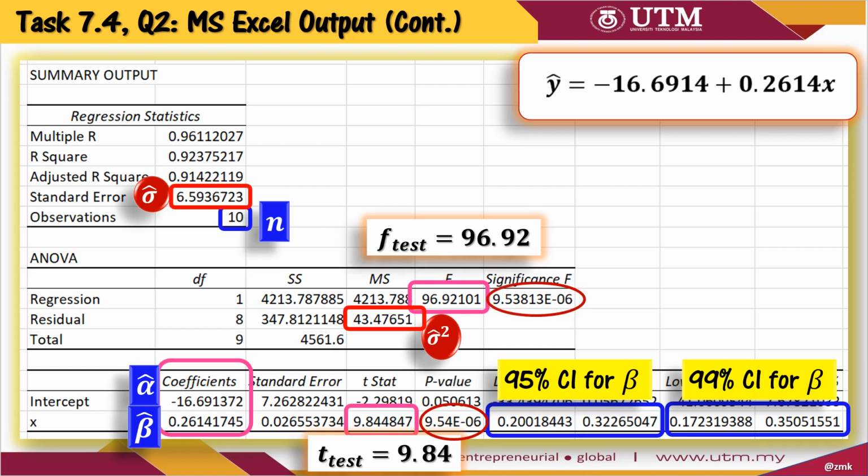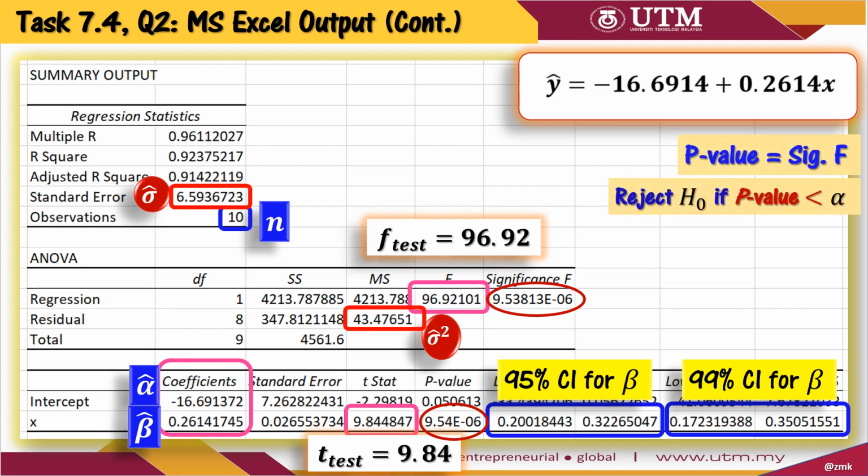Please notice that both the p-value and the significance f-value are exactly the same. So you can either reject H0 if the p-value is less than the level of significance alpha, or you can also use this statement, which is to reject H0 if the significance f-value is less than the level of significance alpha, at which you perform the statistical test.